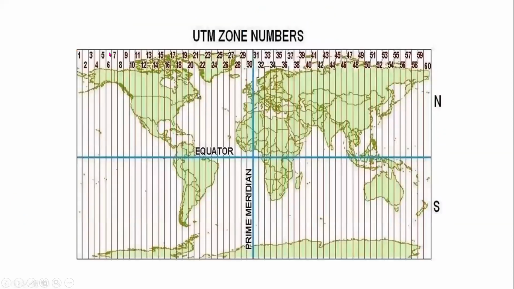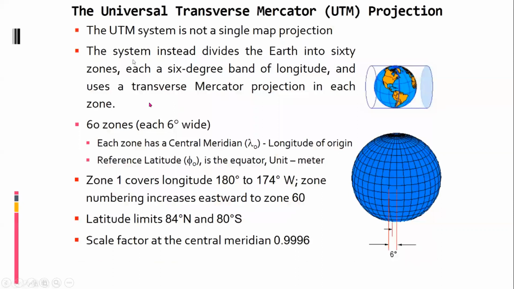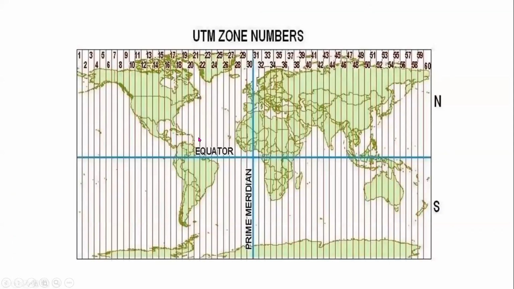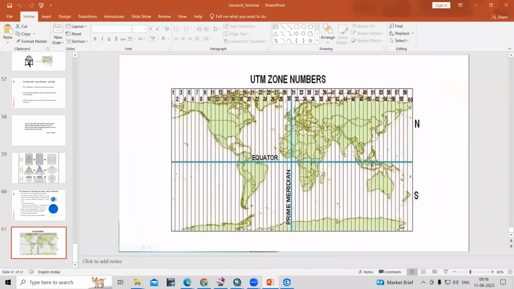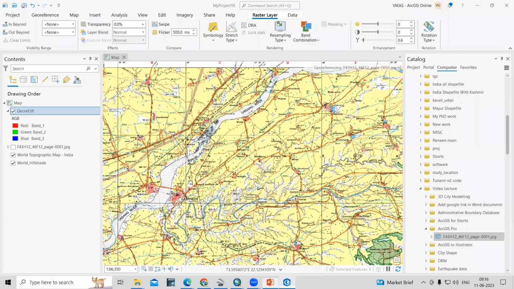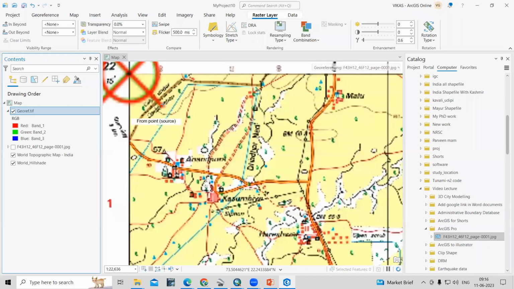So here are the UTM zones. The whole world is divided into 60 UTM zones, and one UTM zone covers 6 degrees of longitude. Okay, so 6 degrees wide, one UTM zone covers 6 degrees. So a total of 60 zones are there. We need to find which UTM zone our topo sheet is falling into. I'm interested to see which UTM zone the topo sheet I'm using falls in, that we want to check.